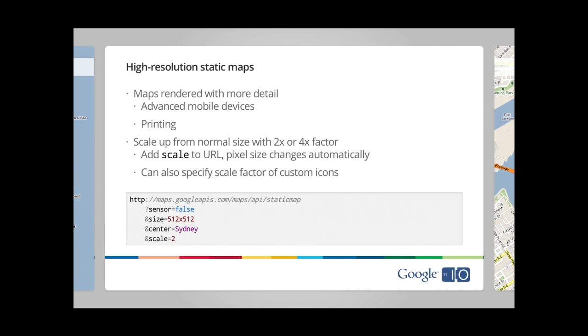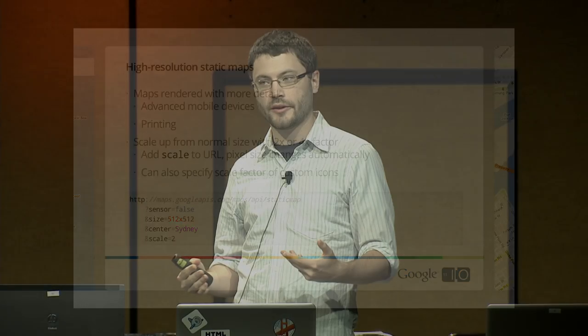I have a couple of Static Maps API features to discuss. The first one is high-resolution static maps. For example, if you are on a mobile device with a high DPI screen, or you need a map for printing purposes, you can tell us to upscale the map by 2 or 4x. We'll give you a map back that has twice or 4 times as many pixels in each dimension and more rendering detail.